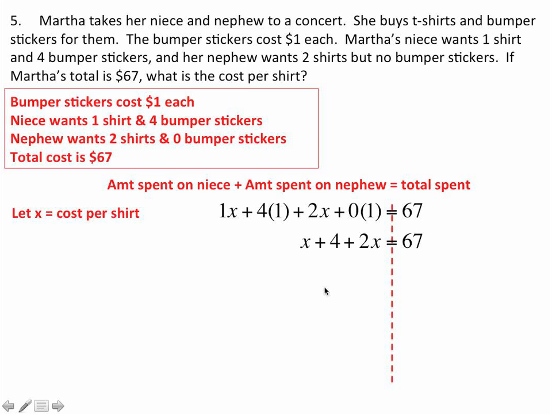So 1X is just X. 4 times 1 is just 4. 2X is 2X. And 0 times anything is just 0. So I just got rid of what things I can get rid of. Put your X's together. 3X plus 4 equals 67.